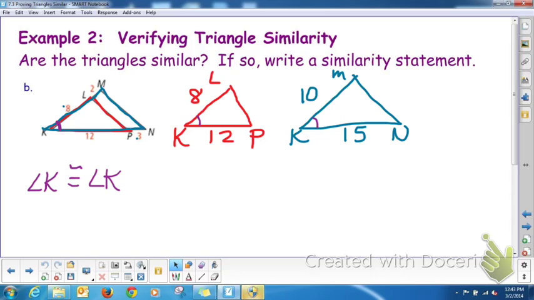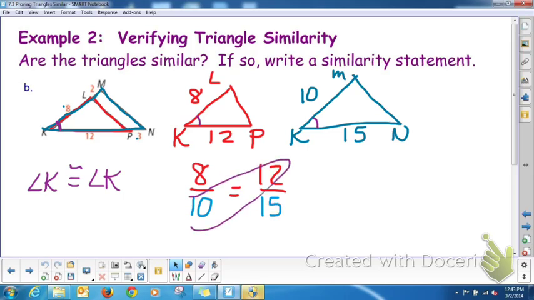So I'm going to go with the first triangle here, the red one, and I'm going to put those measures on top, 8 and 12. And now I want to put the corresponding measures on the bottom. So because 8 was the smallest in the red triangle, I'm going to match it to the smallest in the blue triangle. 8 over 10, is it equal to the larger side in the red triangle over the larger side in the blue? 15. And again, you can cross multiply here and say, do you get the same product? I'm going to get 120 is equal to 120.